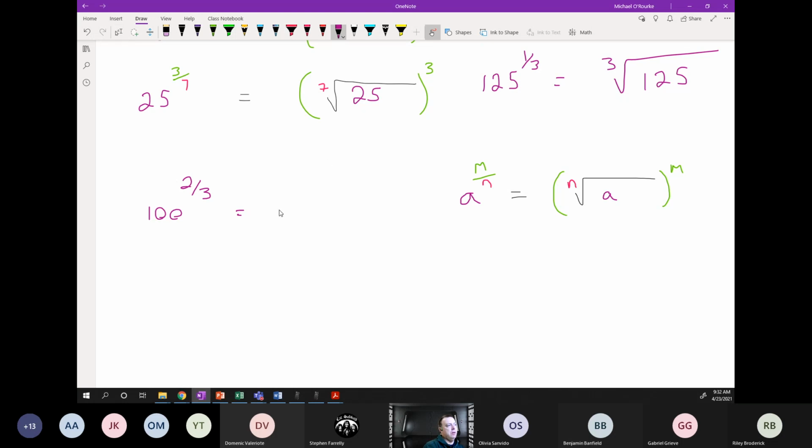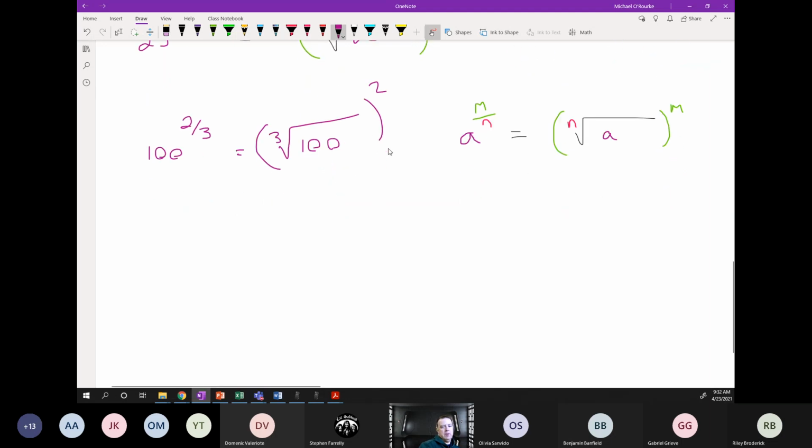Good. So this one's going to be the third root of 100 squared. How do we do with that one? Yes, no, maybe so. Kovat's rocking it. Good. Now to go big brain. So what if I have this?